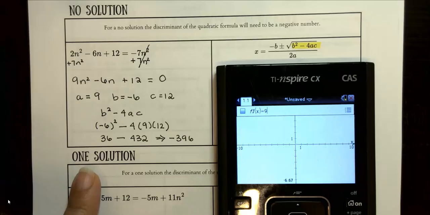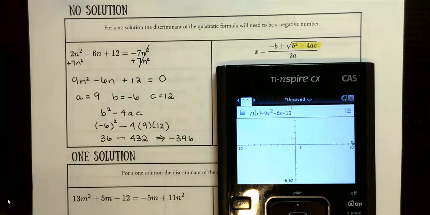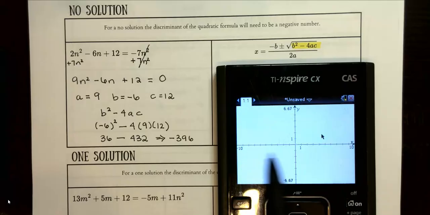So we're going to type in 9x squared. Now when you use your calculator, you can only type in x's, so we're going to change our n's to x's. Minus 6x, plus 12. Okay. And I'm going to hit enter. And you're looking at your x-axis and you can see that it doesn't even cross or touch.